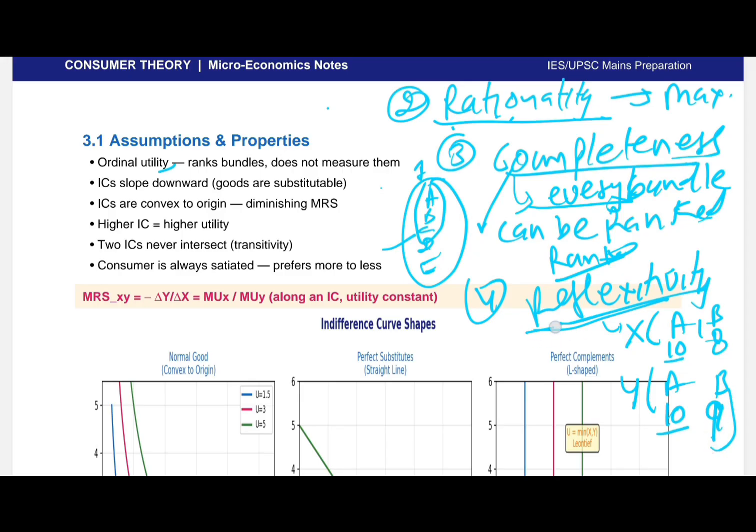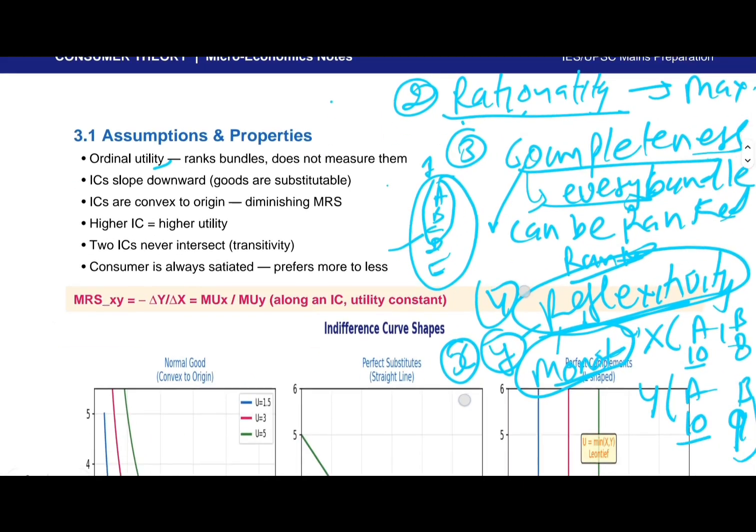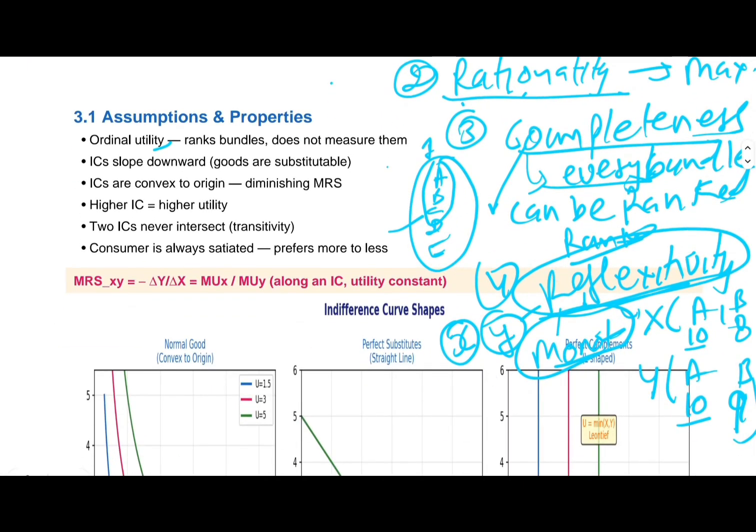So basically, whatever the reflexivity assumption is saying is that a given bundle is as good as it is, meaning the X bundle should be completely as good as the Y bundle. Or we can say monotonicity should hold: whatever the bundle has, one commodity is the same and the second commodity has more than the other bundle. So these are the four basic assumptions of ordinal utility.